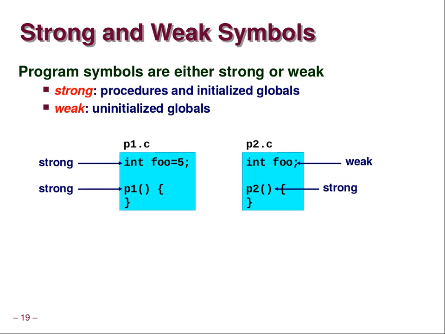All right, strong and weak symbols. Strong are procedures and initialized globals; weak is uninitialized ones. Oh, it's already been labeled. All right, why is foo weak? Because it doesn't have a value assigned to it. It has not been initialized and it's not a procedure. Notice the procedures are strong.